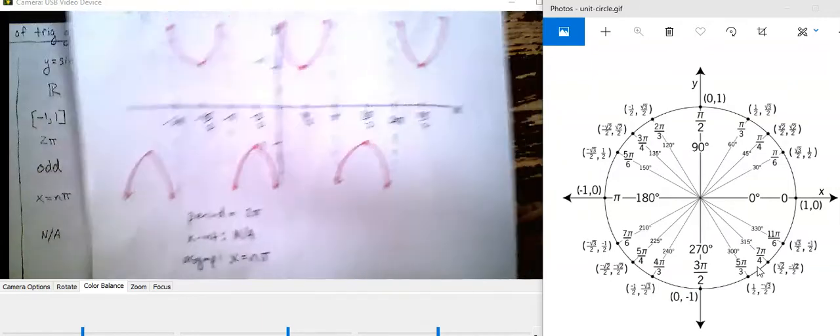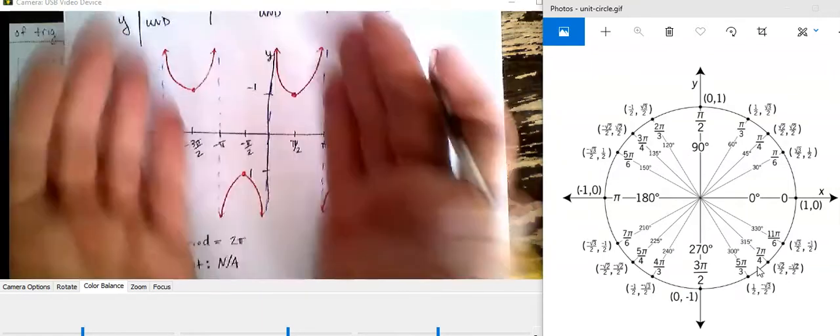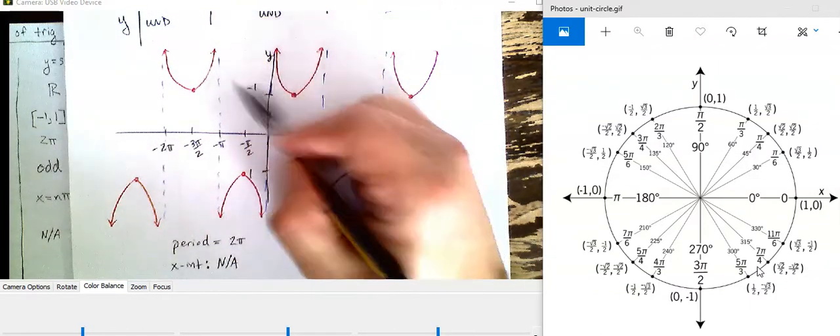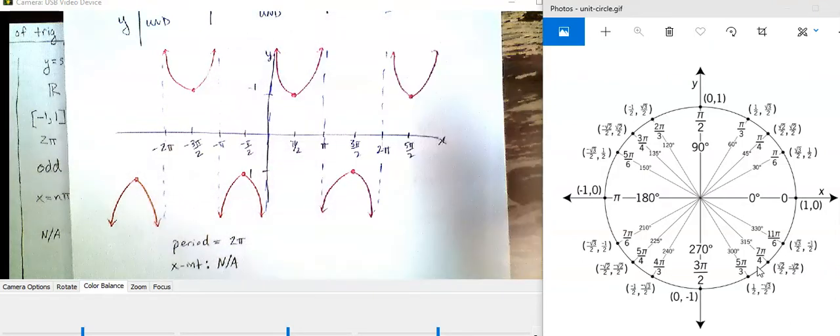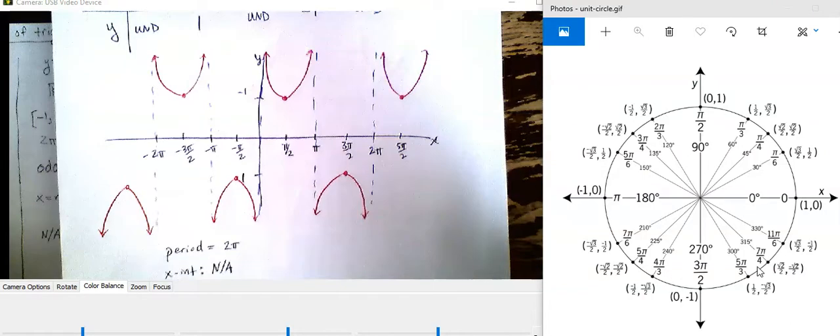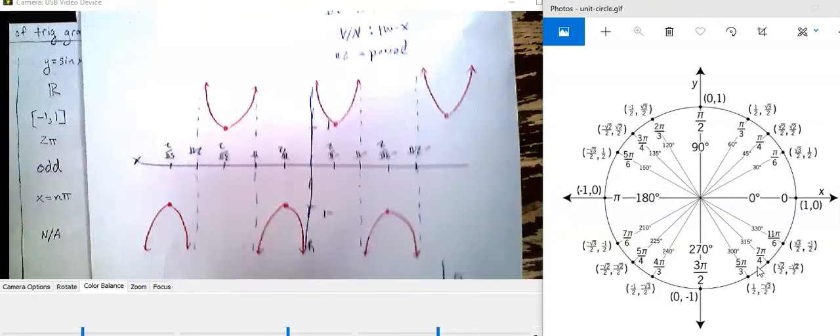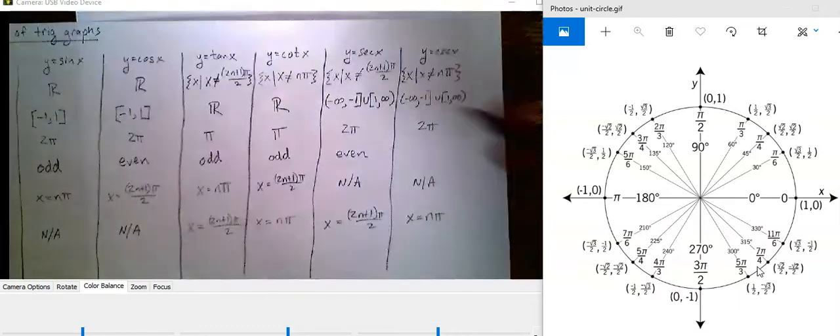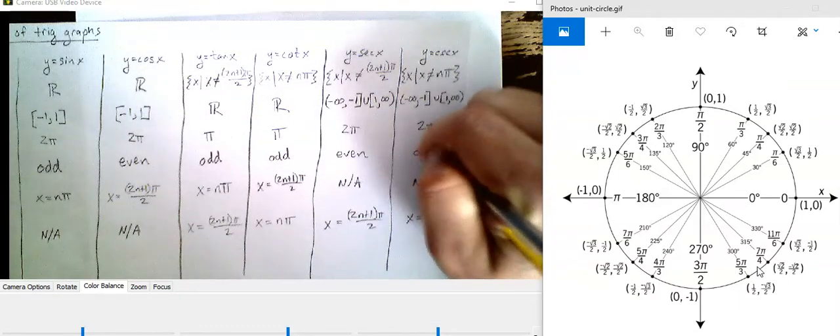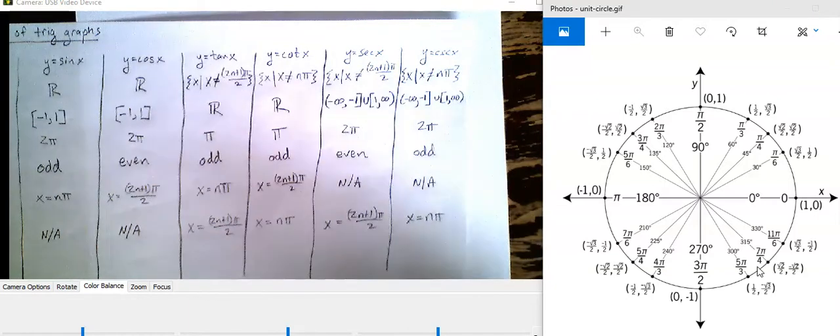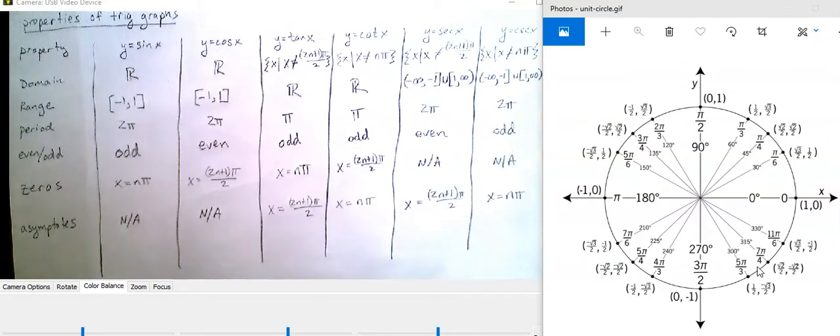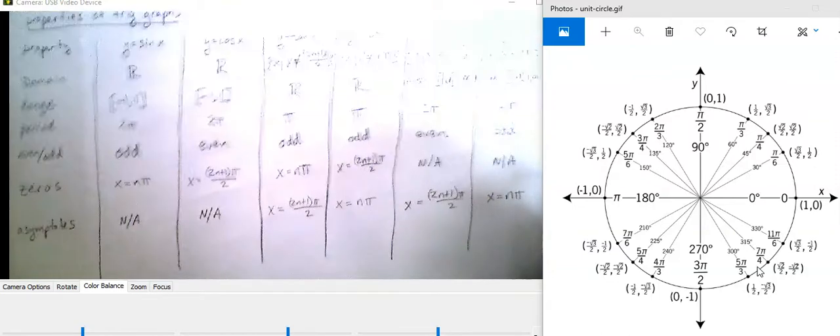Now, is it even or odd? Well, if we look here, if we fold it across the y-axis, do we get a match? And we don't, because we would need something here to match up with this guy here. If we spin it around 180 degrees, do we get the same looking graph? We do. Therefore, this is an odd function. All right, so there is our completed table of trig graph properties. That's a nice thing to have.